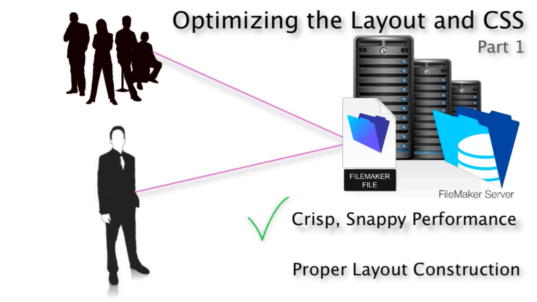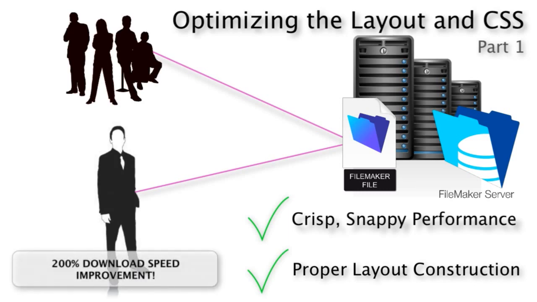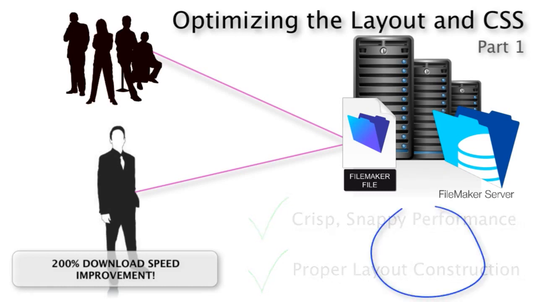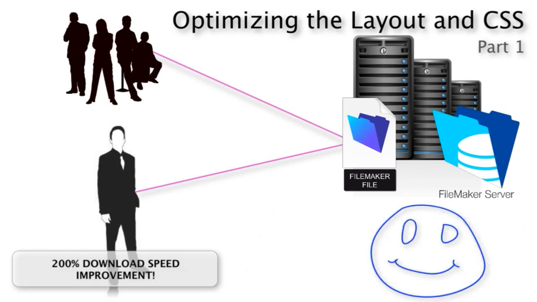Proper construction of your layouts can greatly improve the speed that these layouts download from the FileMaker server to the client, with real measurable performance improvements of 200% or more. Now, the 200% performance improvement is something that I can back up with real live data, and we're going to demonstrate that later on in these videos. But take it from me, a 200% performance improvement will greatly contribute to the happiness of your users as they interact with their FileMaker solution.